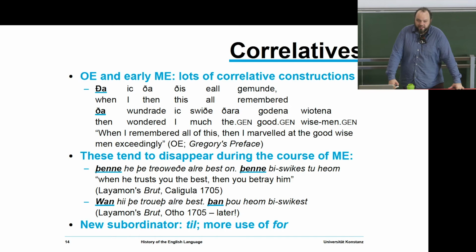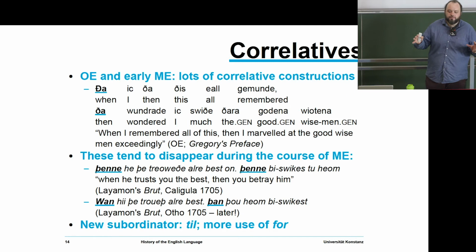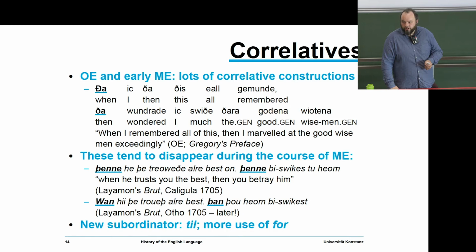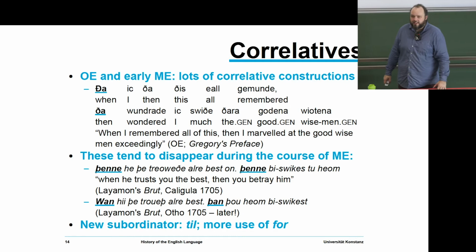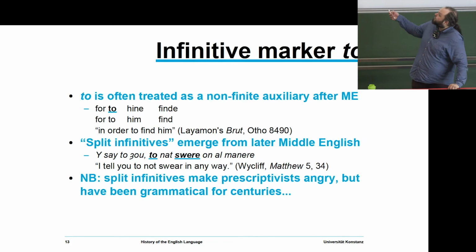So this is something that we seem to see more of later on in the Middle English period. We see the scribes using two different elements to introduce clauses, rather than using these correlatives, where you've got the same element at the beginning of both clauses. We find a new subordinator during this period. We find till being used very robustly. Some people claim that comes from Old Norse, so it's a Viking influence, a Scandinavian influenced word. So till becomes used more, and the word for also becomes used more, as in the example we saw on the previous slide, for to hin find.